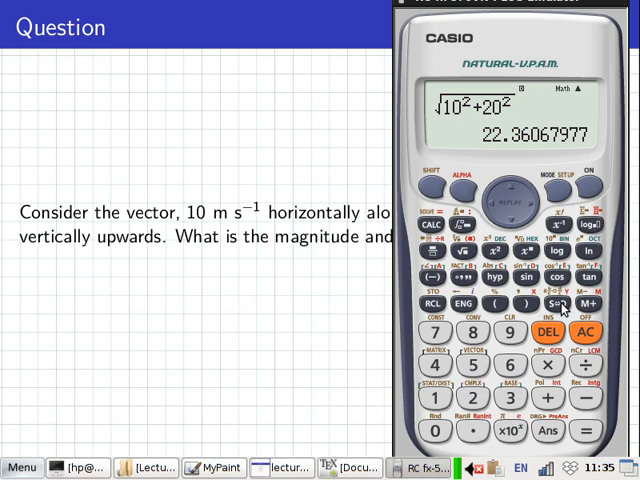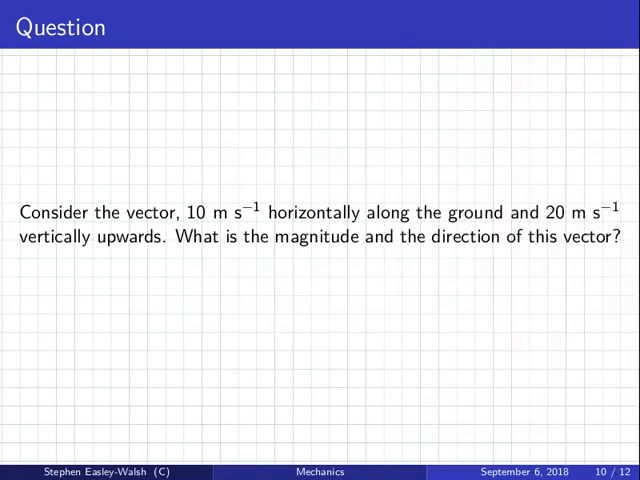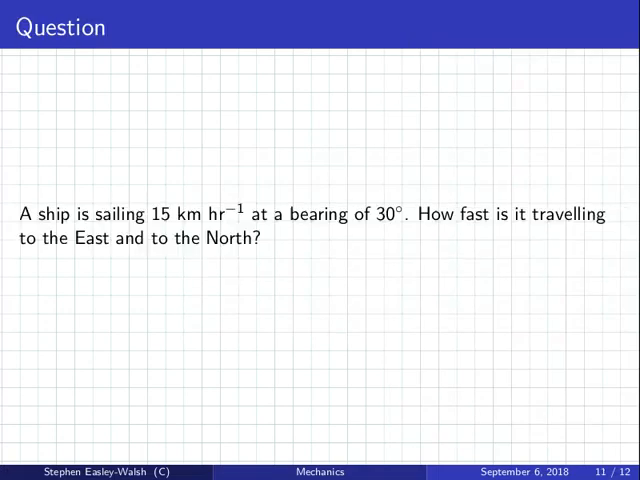Okay. Next example. I think just one more. A ship is sailing 15 kilometers an hour at a bearing of 30. Who remembers what a bearing of 30 is? From the north. Clockwise or anti-clockwise? Good. I want you to resolve this. I want you to give me the horizontal and the vertical, the east and the north vector. So this is where you have to use that trick of the cos and the sine. Okay, try this one now.